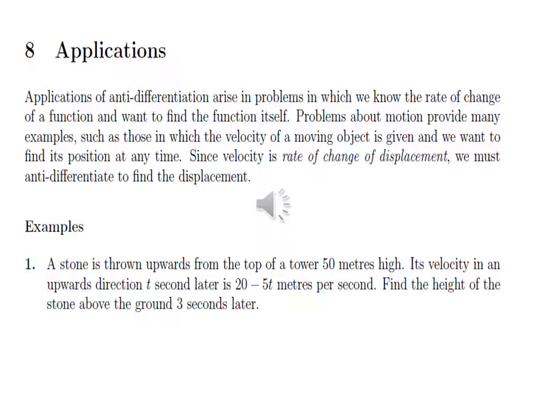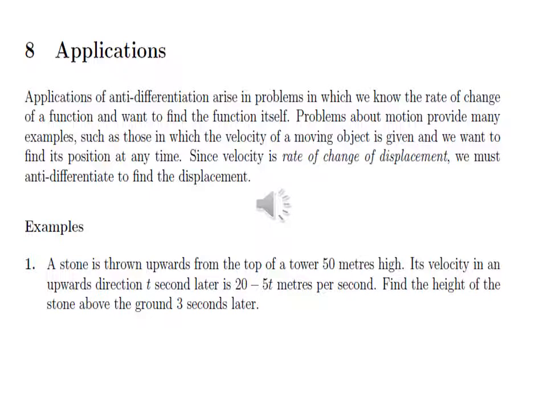Applications of anti-differentiation arise in problems in which we know the rate of change of a function and want to find the function itself. Problems about motion provide many examples, such as those in which the velocity of a moving object is given and we want to find its position at any time. Since velocity is the rate of change of displacement, we must anti-differentiate to find the displacement.